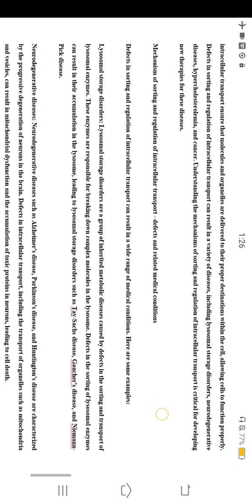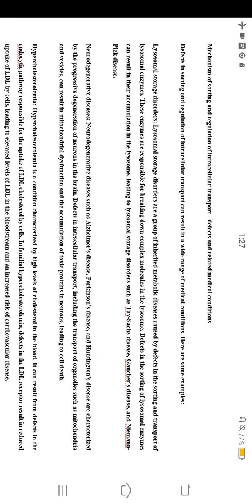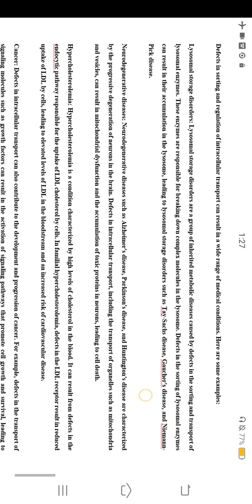So, when we try to learn about the defects in sorting and regulation of intracellular transport, first, lysosomal storage disorders. Lysosomal storage disorders are a group of inherited metabolic diseases caused by defects in the sorting and transport of lysosomal enzymes. These enzymes are responsible for breaking down complex molecules in the lysosome. Defects in the sorting of lysosomal enzymes can result in the accumulation of material in the lysosome, leading to lysosomal storage disorders such as Tay-Sachs disease, Gaucher's disease, and Niemann-Pick disease.